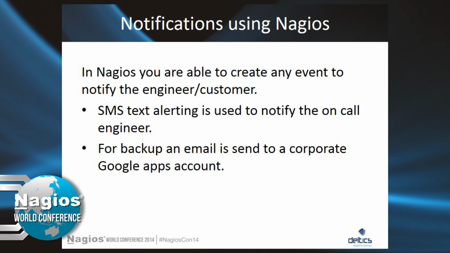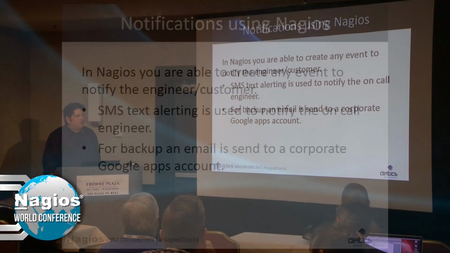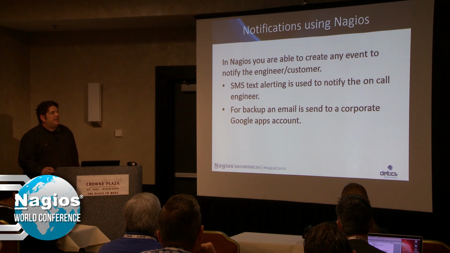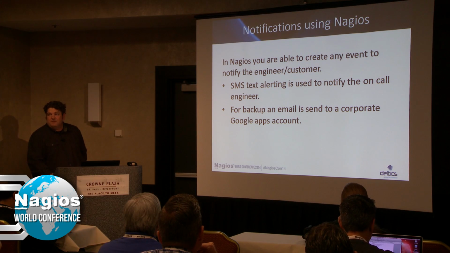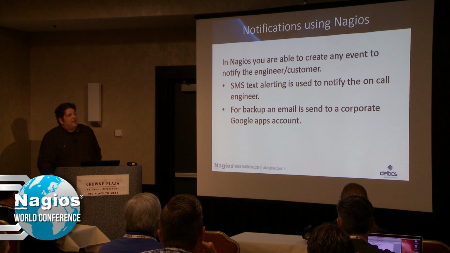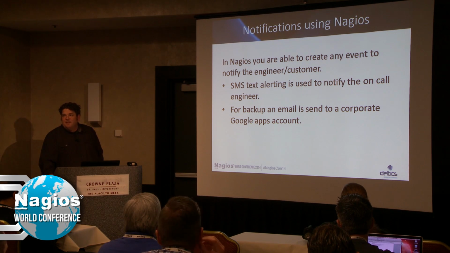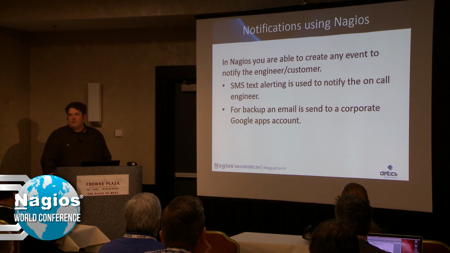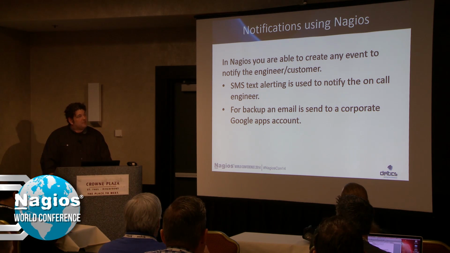Notifications we are using. We've got our on-call duty engineers who receive SMS text alerting for problems in the customer they're on call for. So we've created a text alerting system, and for backup there's also an email sent via a corporate Google Apps account, just in case the SMS daemon is not working, or if anything goes wrong with that, which is possible.